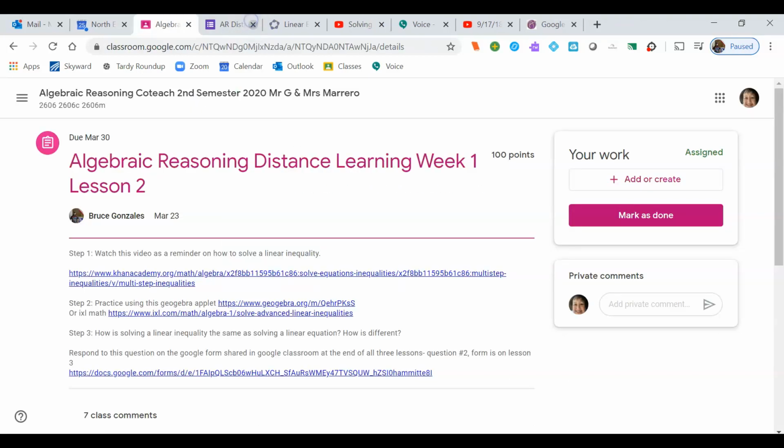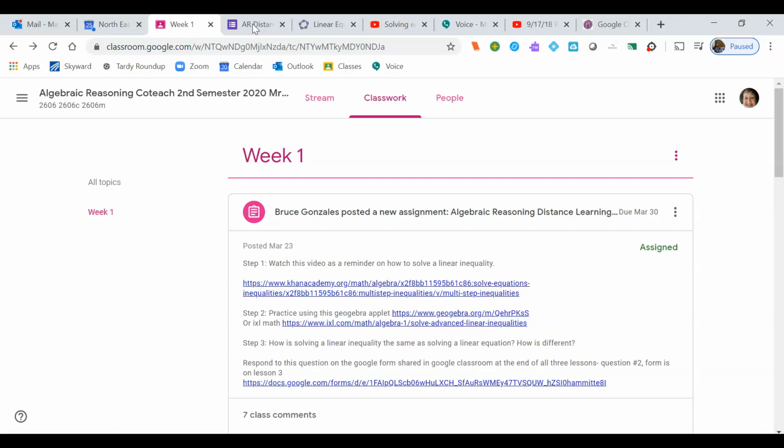Now, again, the Google form is in lesson 3, okay? That's what it says right here. The form is on lesson 3, okay? So I'm going to delete this link. That link doesn't need to be there because, again, where is it at? The form is on lesson 3. So we go back, and then we're going to open up lesson 3.